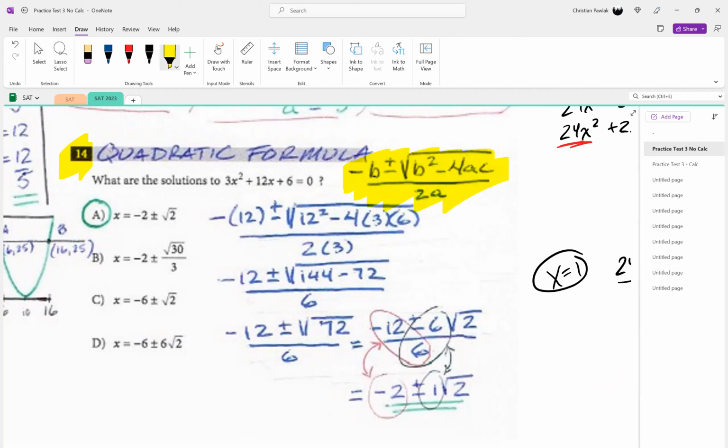this quadratic. And again, when do I use the quadratic formula? When I have x squared. I was able to figure out that the answer is negative 2 plus or minus 1 root 2, therefore 14. It becomes a lot easier if you knew that formula.